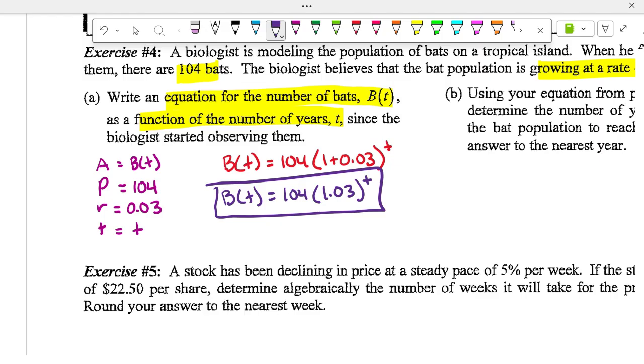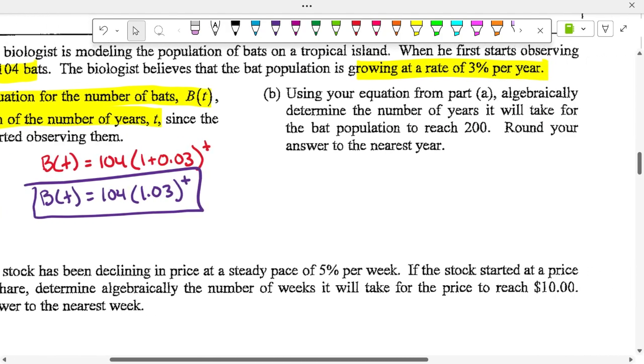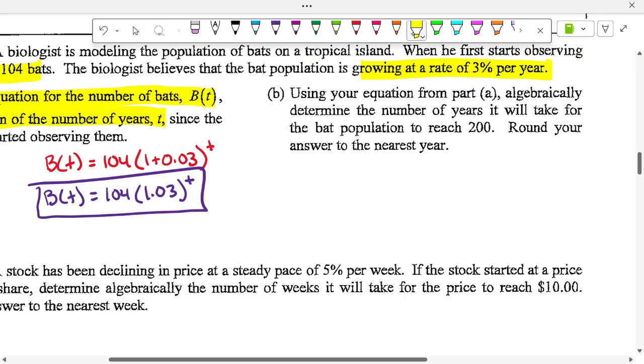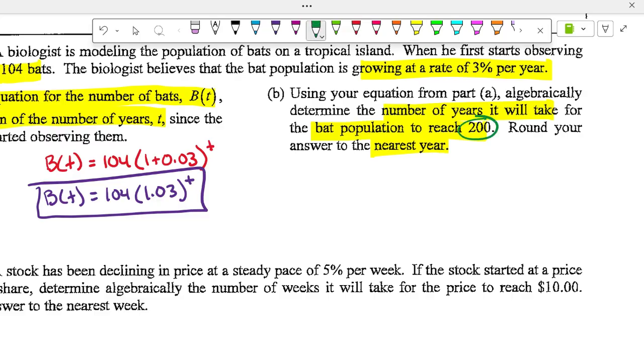All right. Now, we are then going to use that exact same equation to figure out algebraically the number of years it will take for the bat population to reach 200 bats. And we're going to round to the nearest year. So, where is 200 going to be placed into my function? Is it going to be for B of t or for t? B of t, because it's the bat population, which is what B of t stands for. So my equation is going to look like 200 is equal to 104 times 1.03 to the t power.